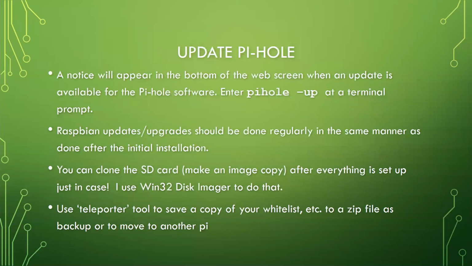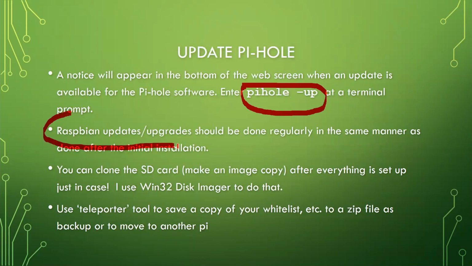Let's see, if there's a notice about updating it at the bottom, you need to make a terminal session to the Raspberry Pi and put this command right here, pi-hole -up. It only takes a minute or two to do that updating. That's a good time to also do the updates and upgrades on Raspbian. These come out at irregular times. Maybe John Kennedy could tell you when Raspbian should be updated. I really couldn't tell you. If you do it once a month or so, you should be fine.